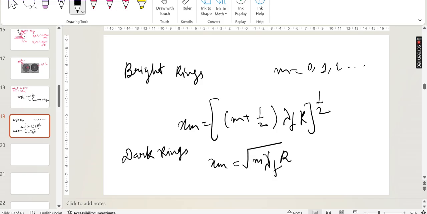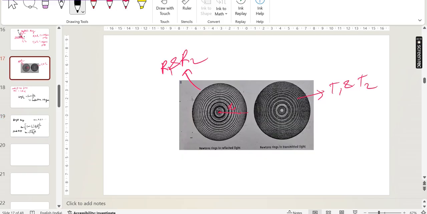When n gets larger, the outer fringes, as you can see here, get thinner and also narrower.